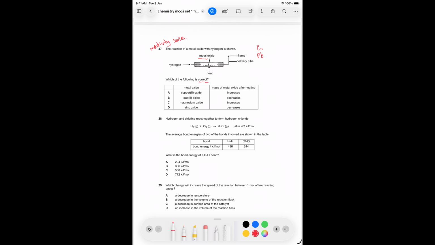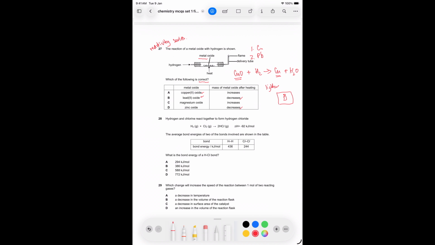For example, if I give you copper oxide plus hydrogen gas, the equation, you get reduced, so you'll form copper plus water vapor. Basically from copper oxide to become copper, it will get lighter. So the mass of metal oxide after heating should decrease, and it must also be lower than hydrogen in the reactivity series. So the most likely answer will be B.